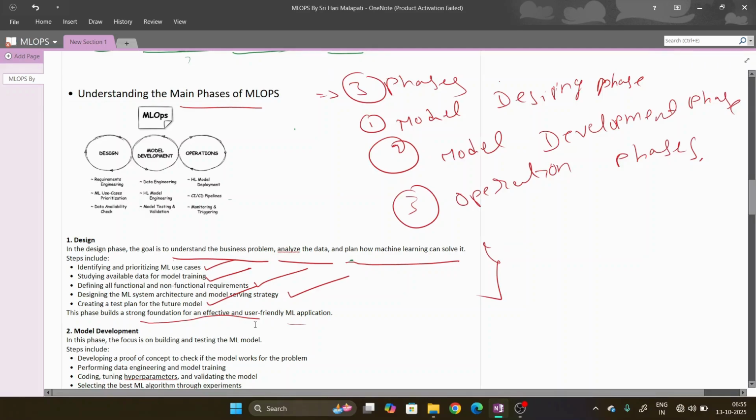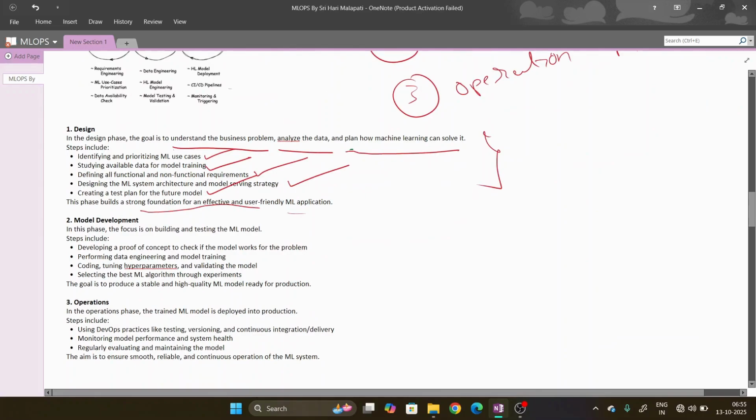Just listen now. Second one is the model development. The focus is building and testing the ML models. Here, developing a proof of concept to see if the model works for the problem or not. Second one, performing the data engineering, model training and coding, tuning hyperparameters, and validating the models, selecting the best machine learning algorithm through experiments.